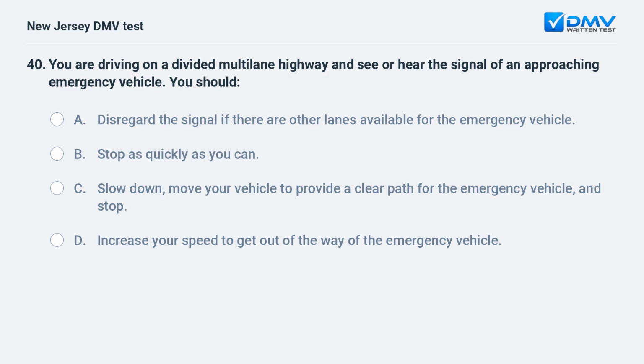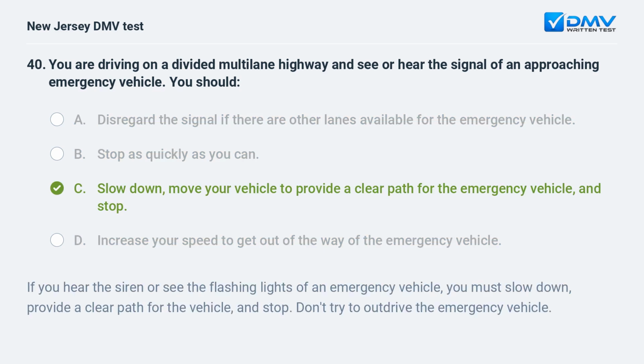You are driving on a divided multi-lane highway and see or hear the signal of an approaching emergency vehicle. You should: A. Disregard the signal if there are other lanes available for the emergency vehicle. B. Stop as quickly as you can. C. Slow down, move your vehicle to provide a clear path for the emergency vehicle, and stop. D. Increase your speed to get out of the way of the emergency vehicle.